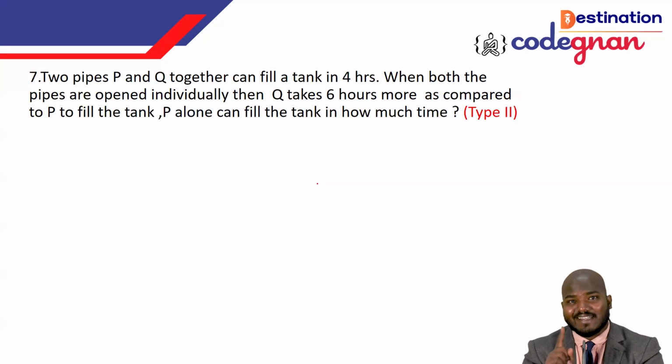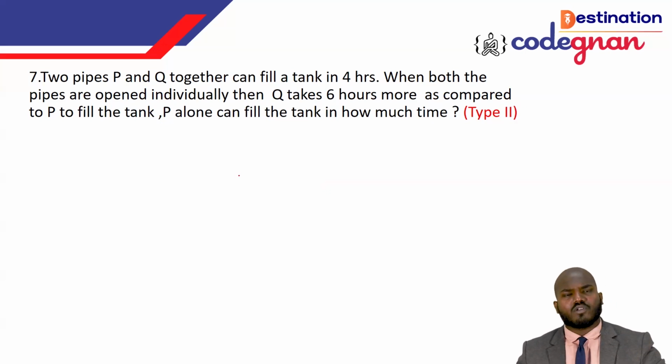We are seeing the first type that deals only with the basics. Sir, this is the basic. After this, the level of questions will be a little bit complex and will have some pattern to it. Two pipes, P and Q together, can fill a tank in 4 hours. When both pipes are open individually, Q takes 6 more hours as compared to P to fill the tank. How much time will P alone take?